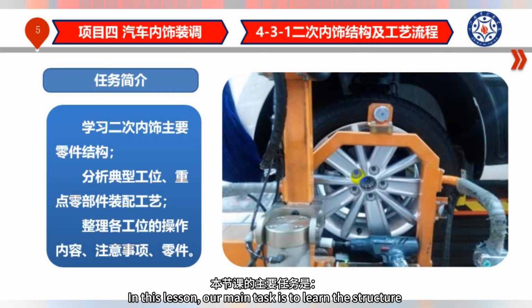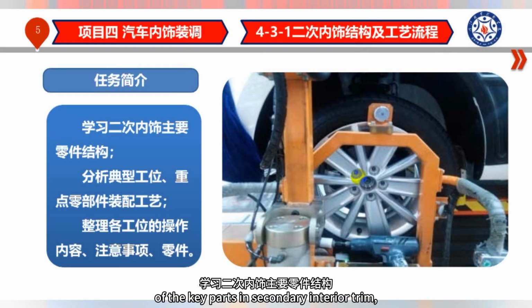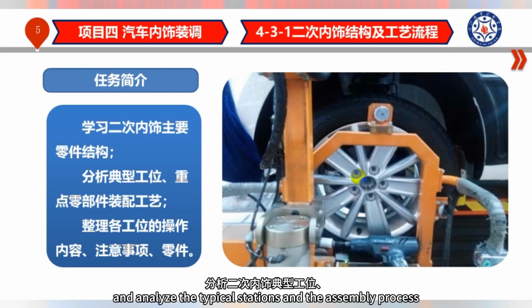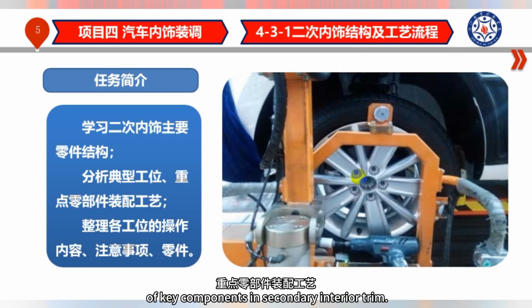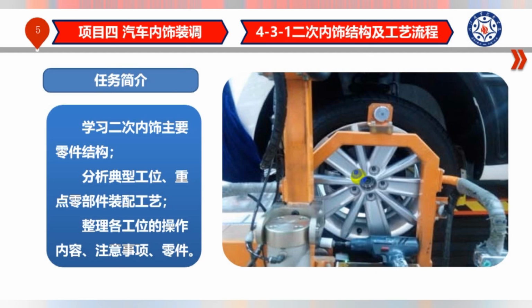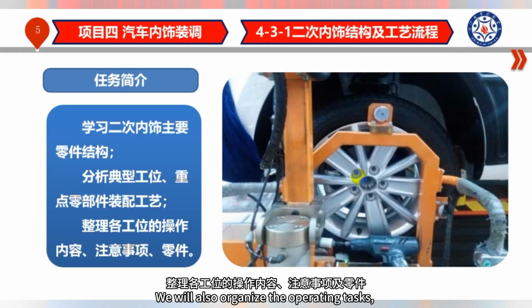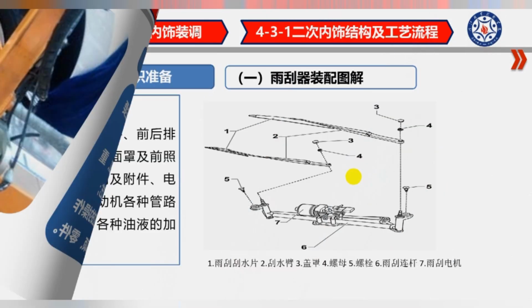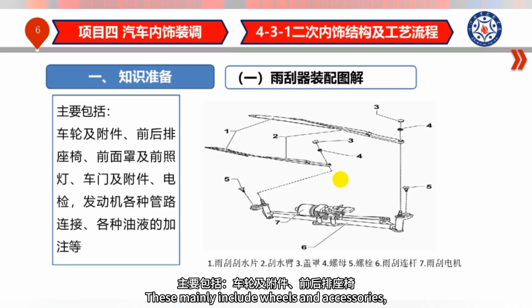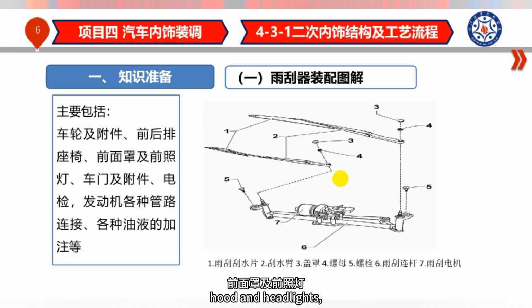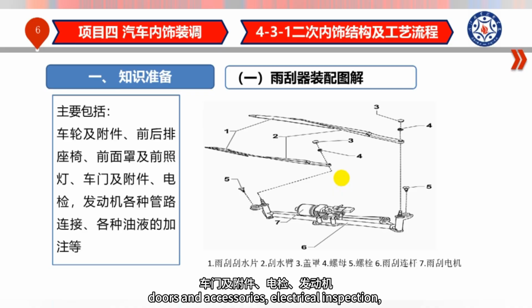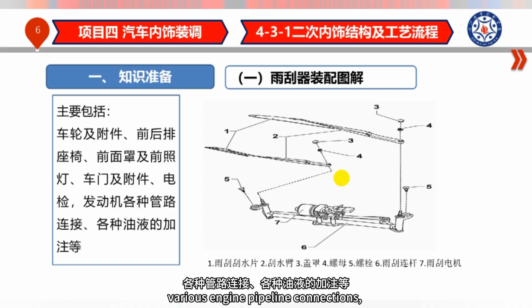In this lesson, our main task is to learn the structure of the key parts in secondary interior trim and analyze the typical stations and the assembly process of key components in secondary interior trim. We will also organize the operating tasks, precautions, and parts for each station. These mainly include wheels and accessories, front and rear seats, hood and headlights, doors and accessories, electrical inspection, various engine pipeline connections, and various fluid additions.